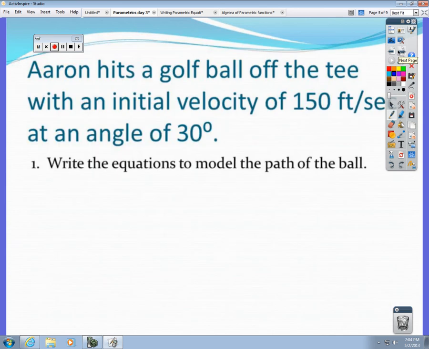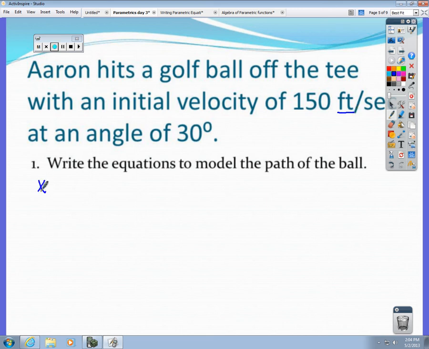Okay, so here is the situation we're going to look at. Aaron hits a golf ball off the tee with an initial velocity of 150 feet per second. Pay attention to the feet. At an angle of 30 degrees. And the first thing we want to do is write the equations that will model the path of the ball.